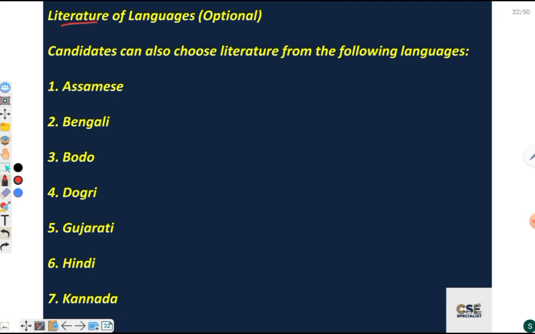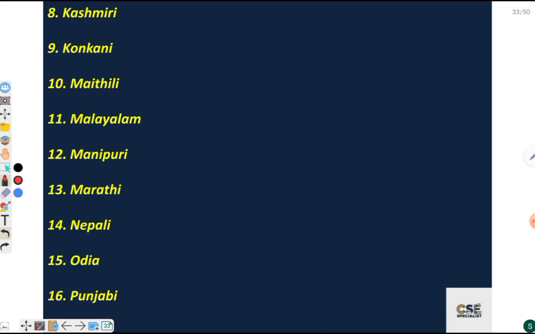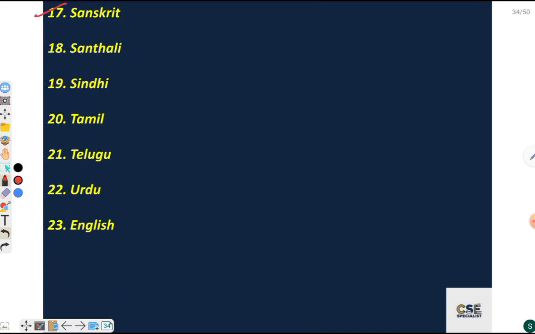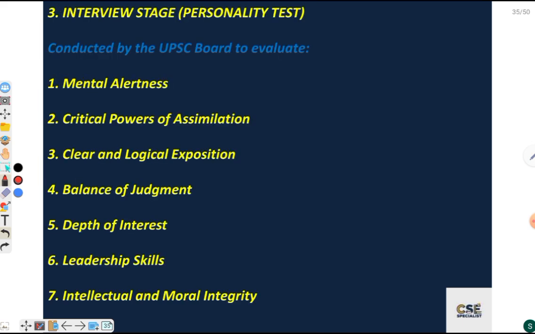And the literature for the optional subjects includes Assamese, Bengali, Bodo, Dogri, Gujarati, Hindi, Kannada, Kashmiri, Konkani, Maithili, Malayalam, Manipuri, Marathi, Nepali, Odia, Punjabi, Sanskrit, Santhali, Sindhi, Tamil, Telugu, Urdu, English. These are all the literature subjects which you can choose as an optional.